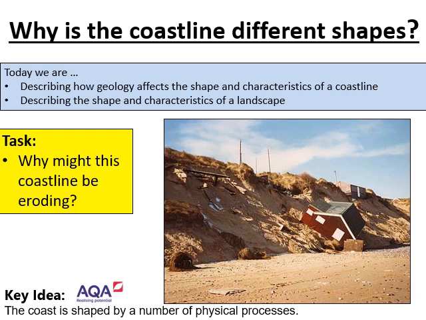Okay, hopefully you've had a look at the picture and can see that this particular coastline is made up of what looks like a very sandy material, which has probably led to this cliff collapsing along with the house and the other properties in the background.